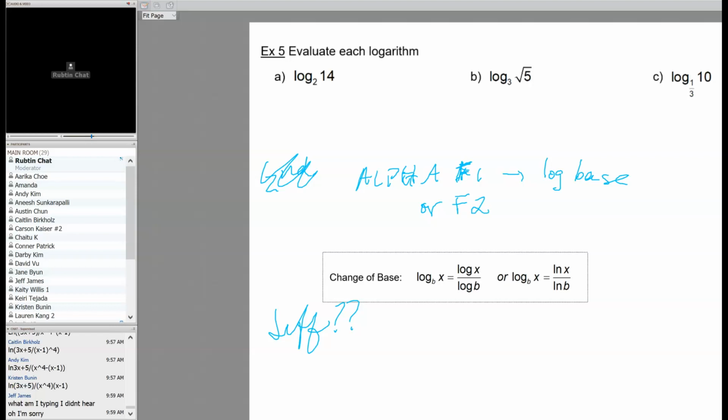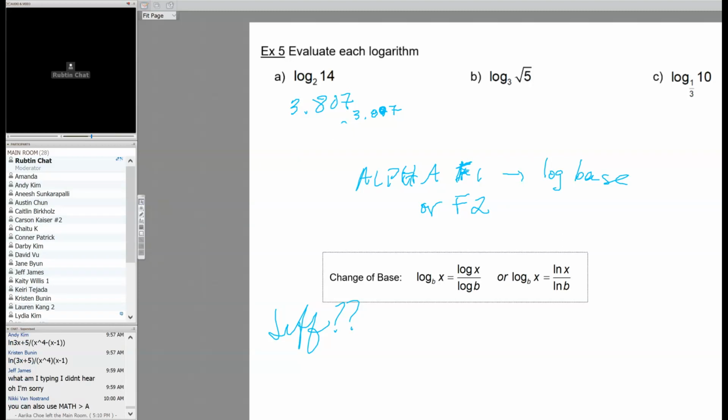Okay, so for this one, if I do log base, just to make sure that you know how to do this. So log base 2 of 14, I'm getting 3.807. And just be aware you want to go out to 3 decimal places. Remember, that means if I were to set 2 to the 3.807, so don't forget what this means, then that should equal 14 approximately. It's not going to be exactly. I want you to think about why.